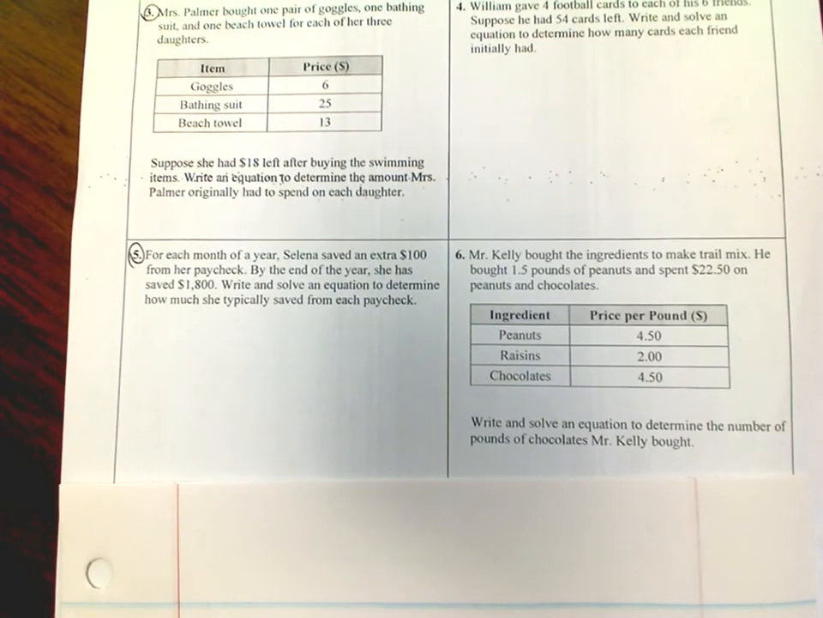For each month of the year, Selena saved an extra $100 from her paycheck. By the end of the year, she has saved $1,800. Write and solve the equation to determine how much she typically saved from each paycheck.